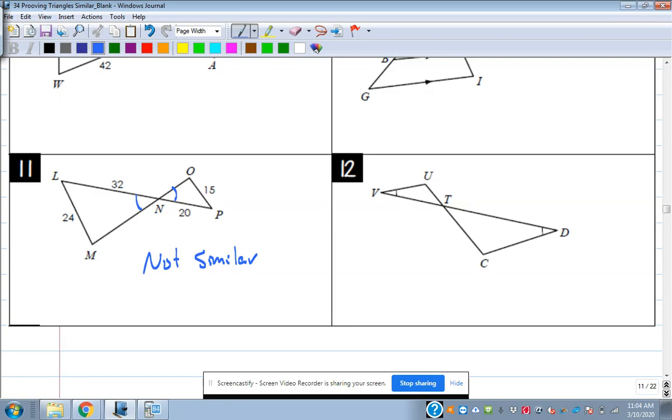Hit right beside it there for number 12. Very similar problem. Are these two similar to one another? Yes, they gave us that these two angles were congruent, and then we automatically get these two congruent through vertical angles, right? So that's angle similarity.